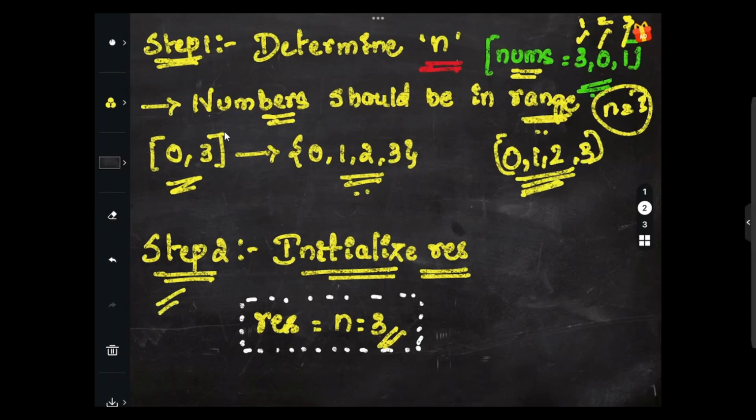The second step here is that we will initialize the result. We will consider a result variable because we have to save the result somewhere.